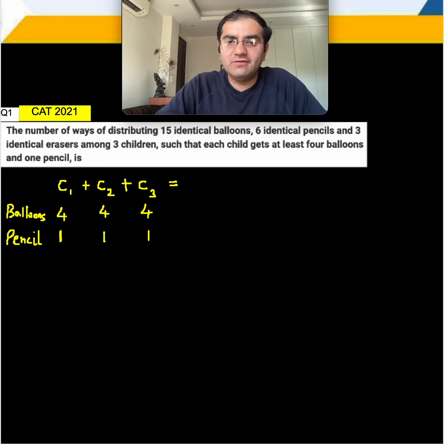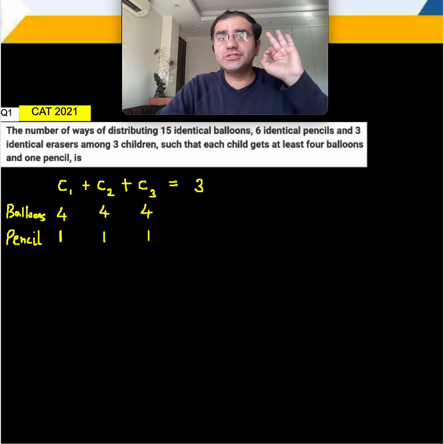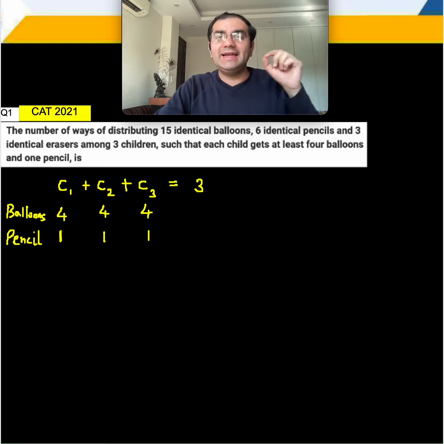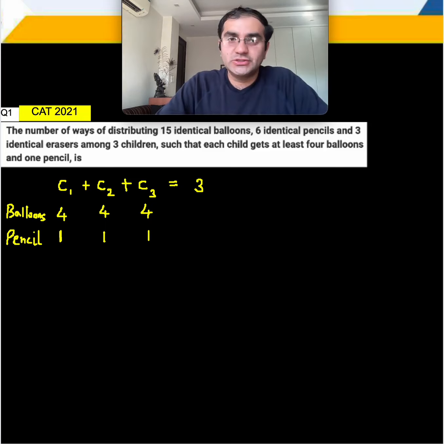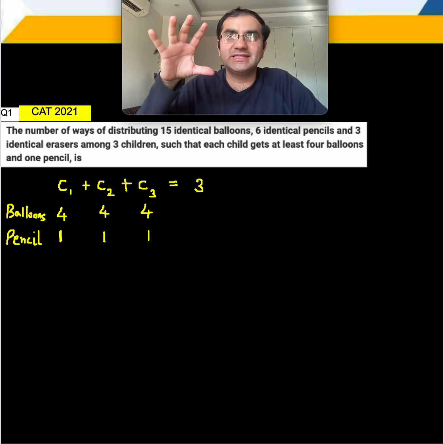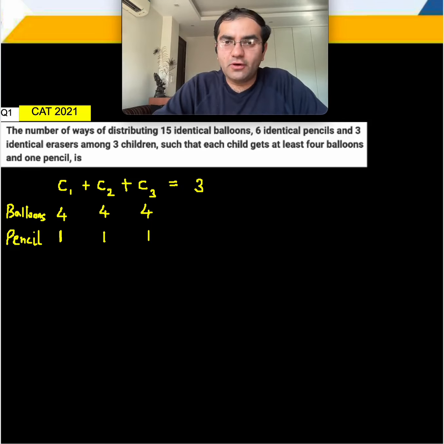So out of 15, if 12 are gone, I have to distribute 3 further balloons, and any child may get 0 or more out of these 3, right? Because 4 each I have already given. So this is the classic case of distributing n identical items among r different groups, such that each group or person gets 0 or more items. The direct formula to calculate this is n plus r minus 1 C r minus 1 ways. So you have to directly apply this formula, right?